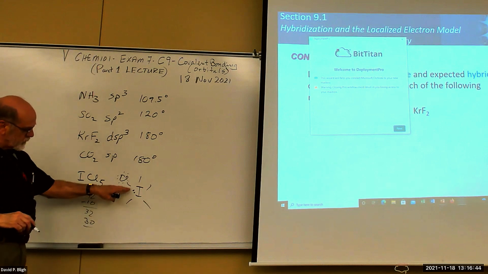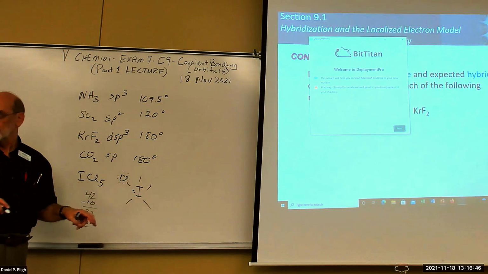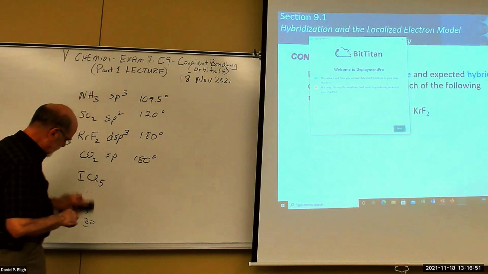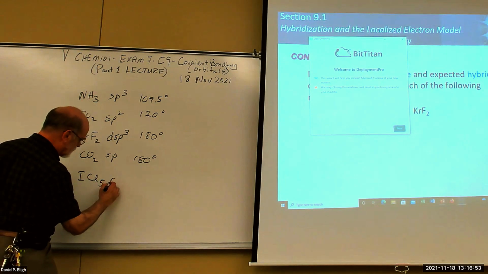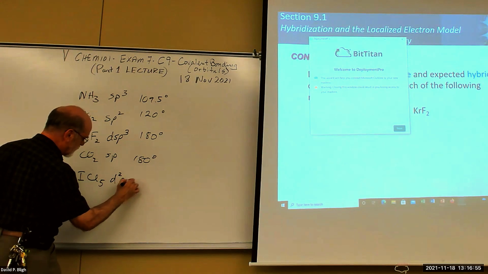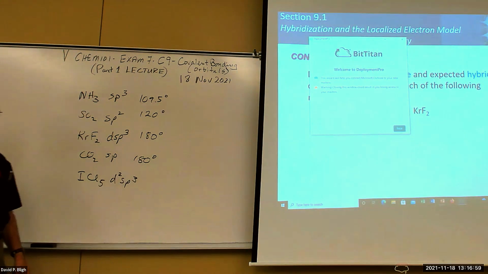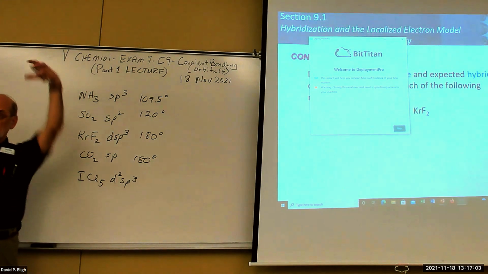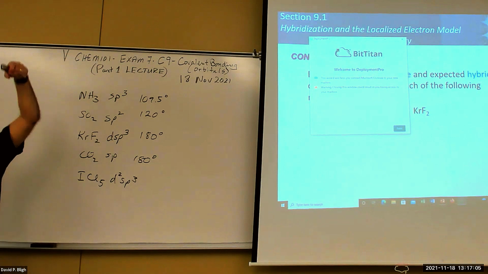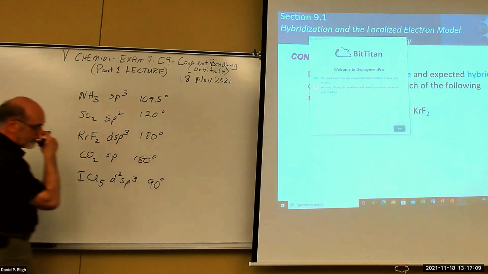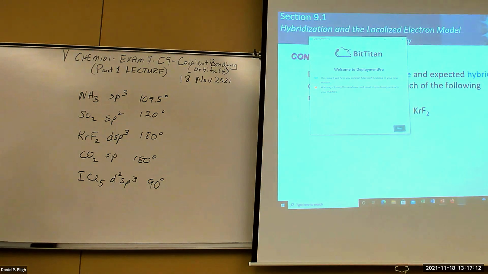So we need 2 on that iodine. So that's 1, 2, 3, 4, 5, 6 groups, octahedral. So octahedral means that our hybridization is d2sp3. Our bond angle, we won't have a 180-degree bond angle in there because that one lone pair is in an apex. So the only bond angles that we see in this molecule are 90 degrees.